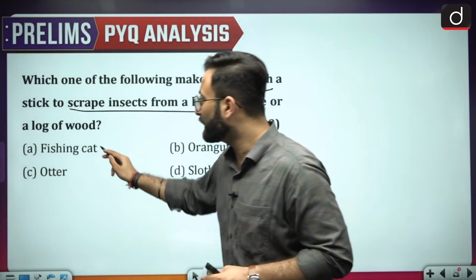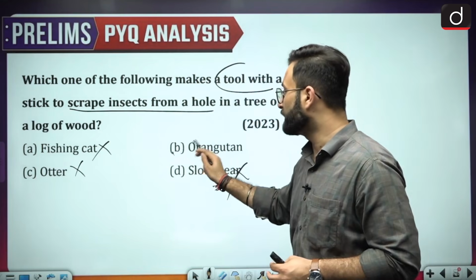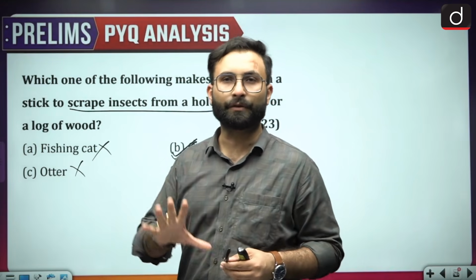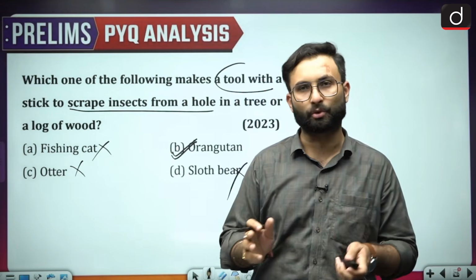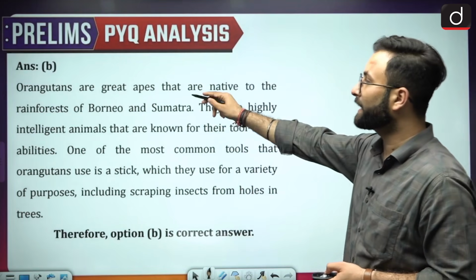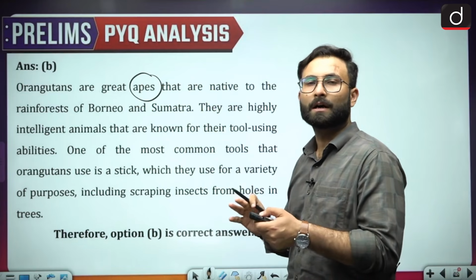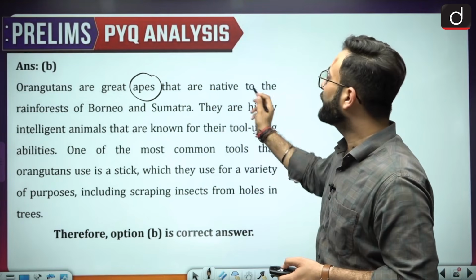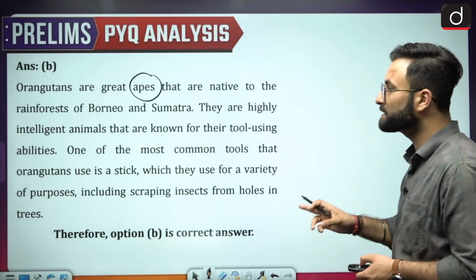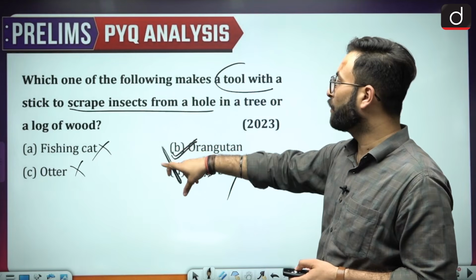So here fishing cat cannot be your answer, otter cannot be your answer, sloth bear cannot be your answer. The orangutan is. Orangutans have developed palms, so they have human-like features, and they can make a tool. So that is also a question to be solved with logic over here. Orangutans are great apes. Apes have the closest similarities with humans. They are native to the rainforests of Borneo and Sumatra. They are highly intelligent animals. So this is about tool making by orangutans. So option B would be your right answer.